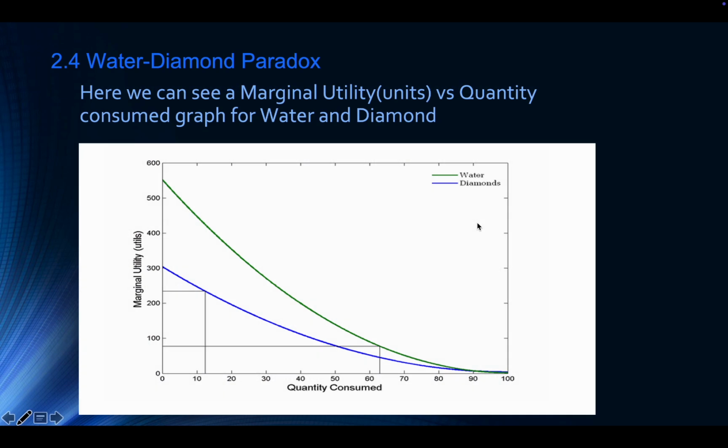Here we can see that the marginal utility decreases as quantity consumed increases. A real life example is a person stranded in a desert who would trade a diamond for a bottle of water, but in a marketplace, diamonds are far more expensive due to their rarity and desirability.